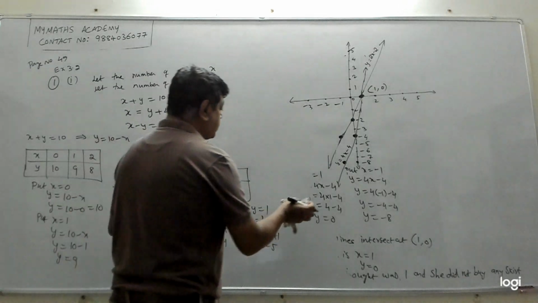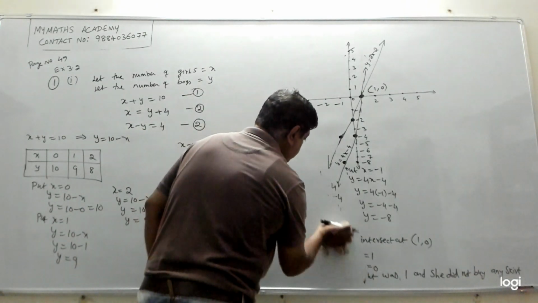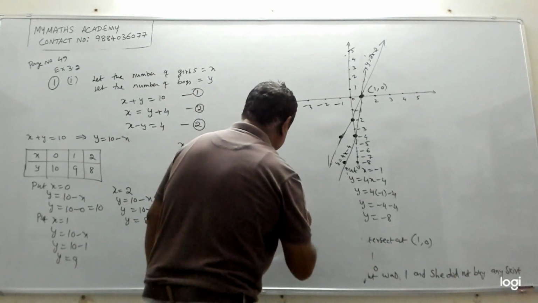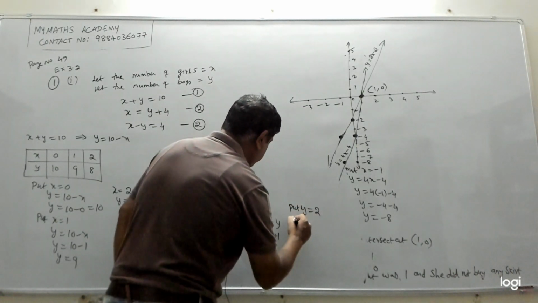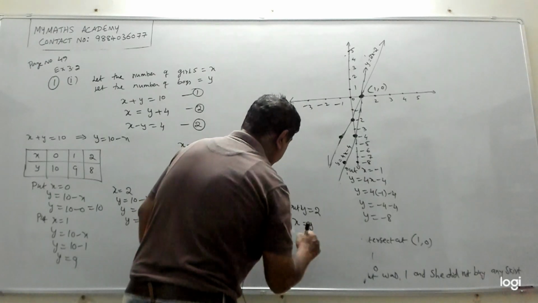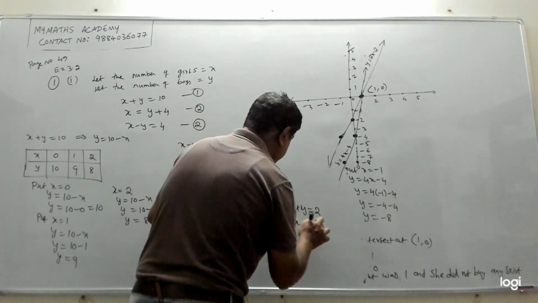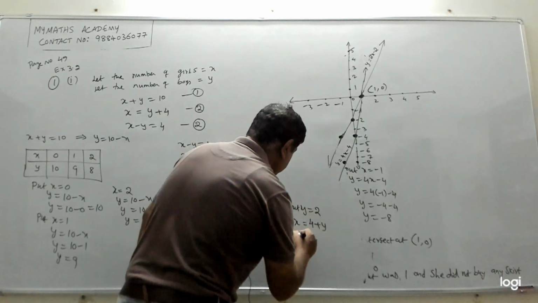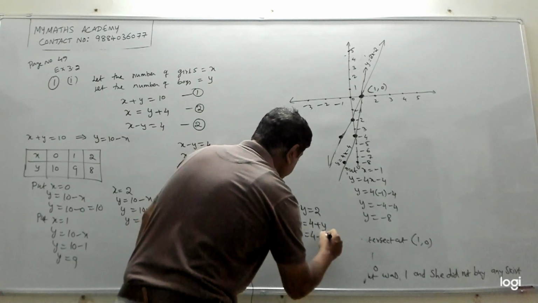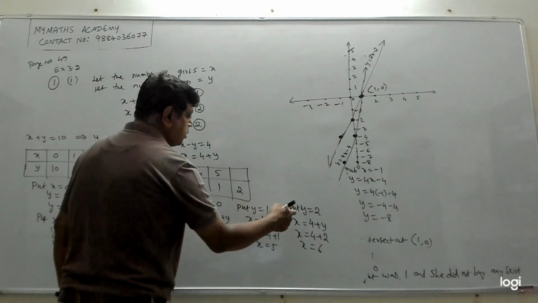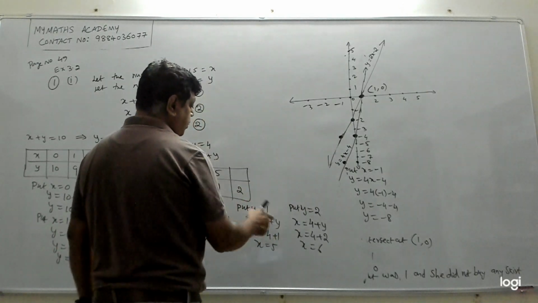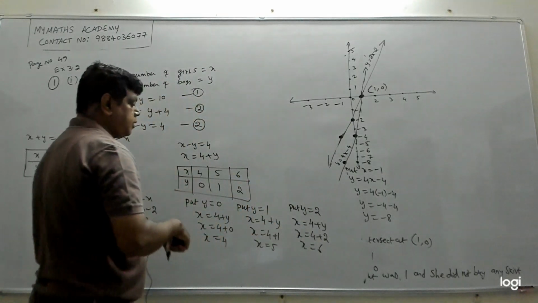Then we'll put y is equal to 2. Right? So put y is equal to 2. So if I put y is equal to 2, my x is equal to 4 plus y. X is equal to 4 plus y. So my x is equal to 4 plus 2. My x becomes 6. So when y is 2, the moment you put y equal to 2 here, put it here. Then x is 6.